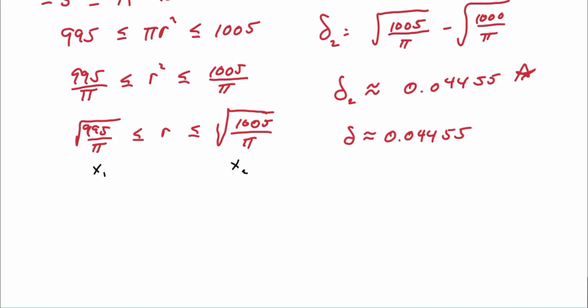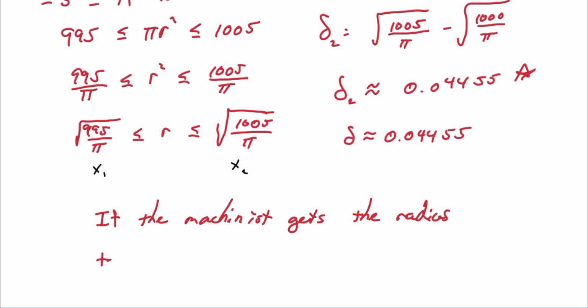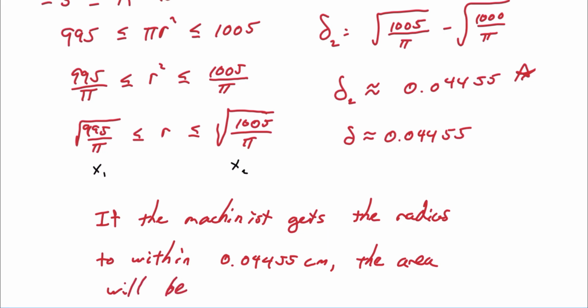So what this means is if the machinist gets the radius to within 0.04455 centimeters, the area will be within the 5 square centimeter tolerance of the ideal 1,000 square centimeter area.